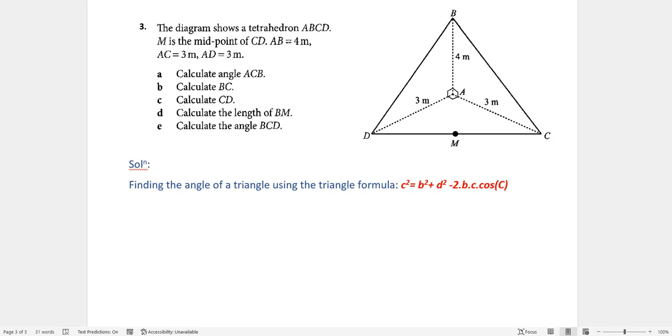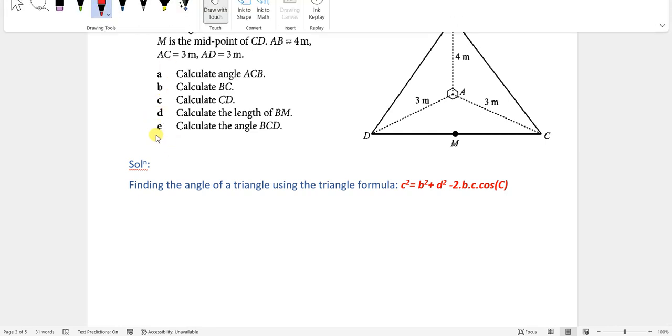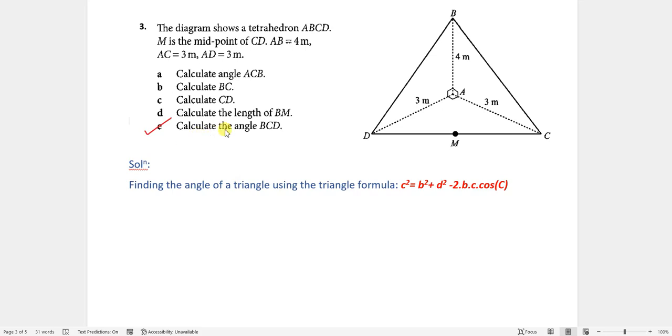In this section of the video I will clear the small doubts you have, as one of your friends asked me to solve question number 3 part E using the triangle formula, which is how can we find an angle using the formula for triangle. Okay, so let's see. Calculate the angle BCD. BCD means we are supposed to find angle C.